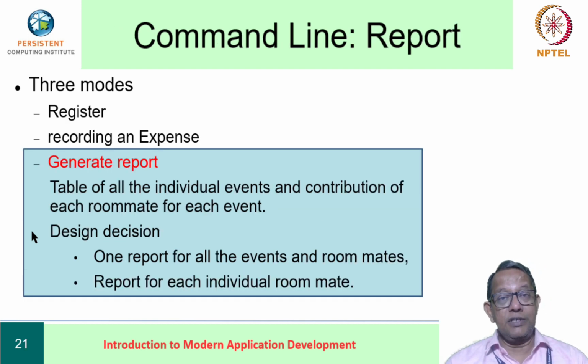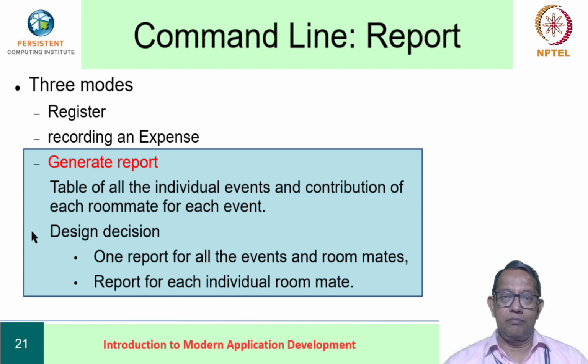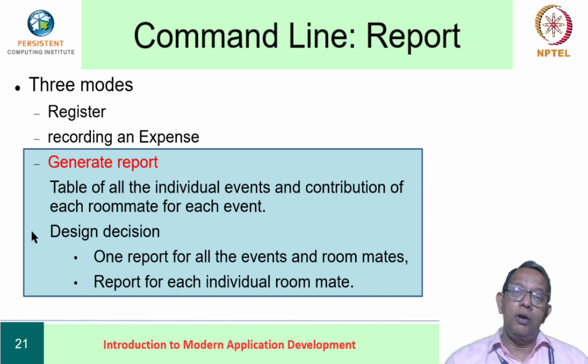The third phase, generating the report, actually is just a table of all the expenses that have been done so far by the group. Since we have chosen to generate the report at the end of the month, we are going to say that this table contains all the events for a given month. However, there is still one more design decision to be made. Do we generate the report at the end of the month for all the members of the group of roommates, or do we generate a report for individuals?